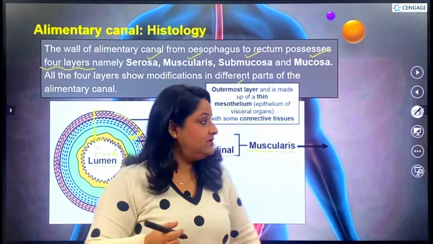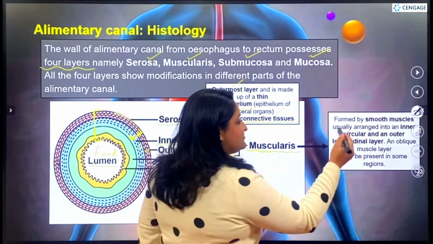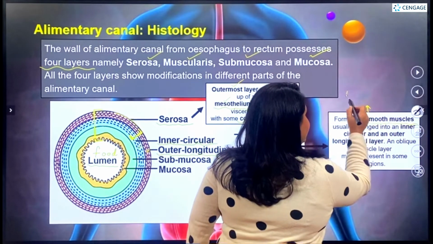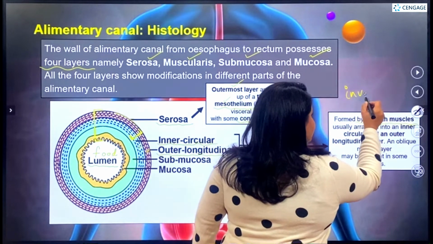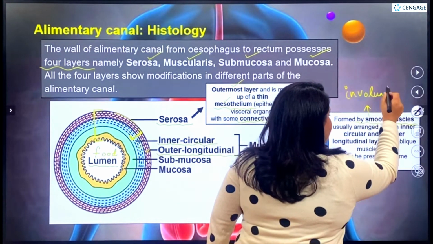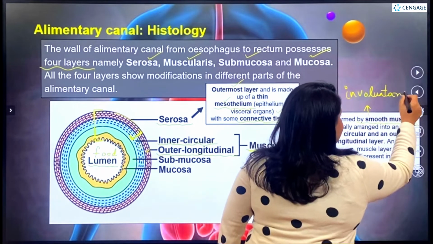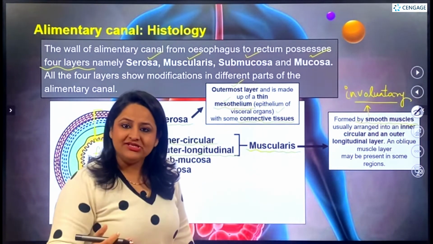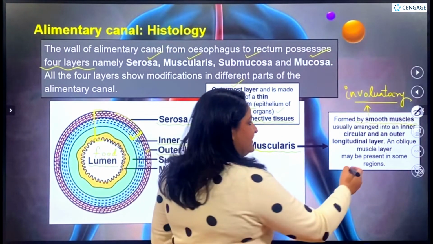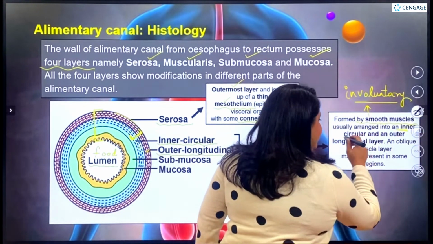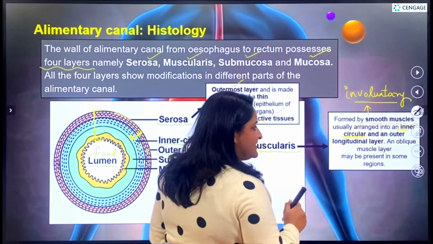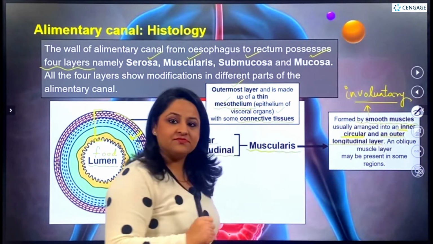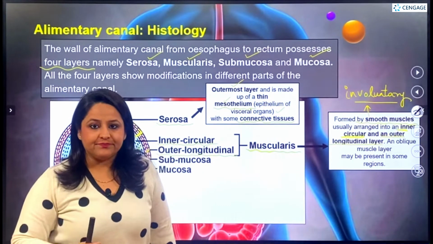The muscularis is formed by the smooth muscles. As I told you, smooth muscles are the involuntary muscles. These are those muscles which are not under the control of the body's will. They are arranged with an inner layer of circularly arranged muscles and an outer layer of longitudinally arranged muscles. So this is what is seen normally.